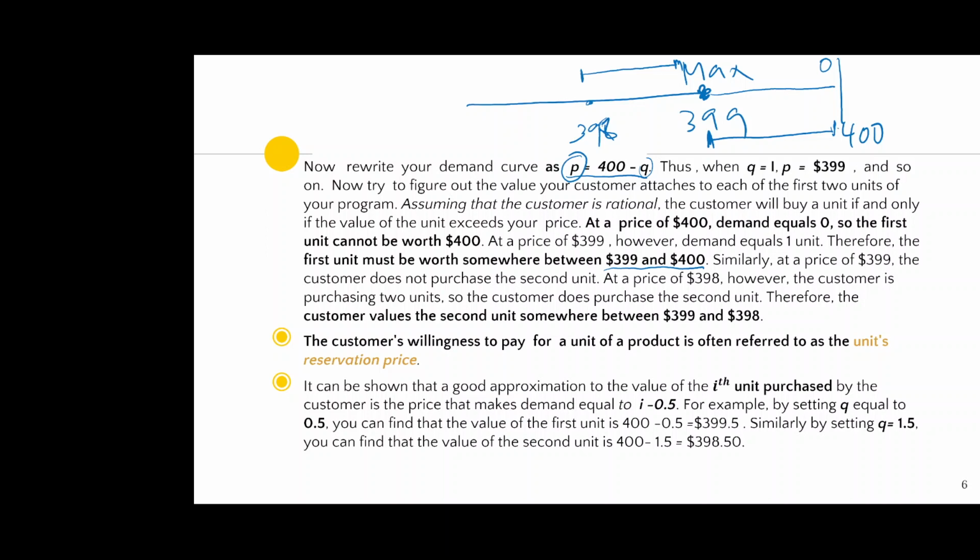So this is, we call it, the customer's willingness to pay for a unit of a product is often referred to as the unit's reservation price. So this is the price the customer is willing to pay. So this is the unit's reservation price.